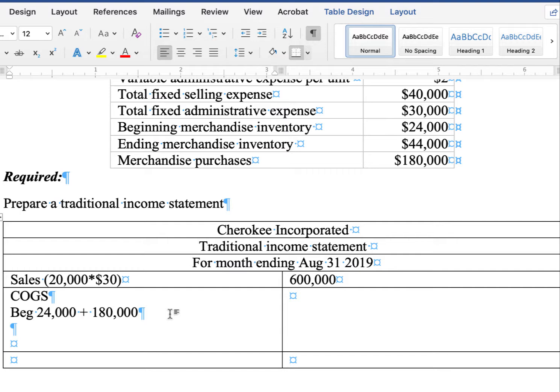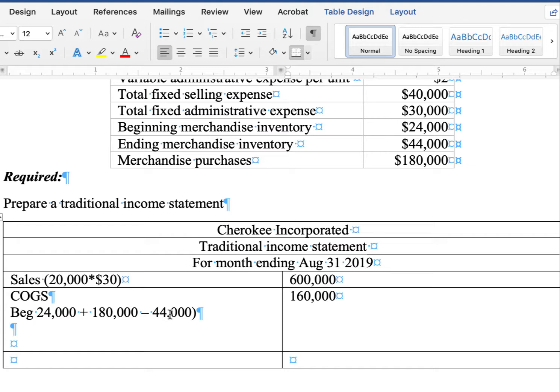But we're at the end of the month, right? We counted our inventory and, while I don't know how much we sold, we only have $44,000 worth of inventory left. So I'm going to subtract out that $44,000 worth of inventory, and when I run those numbers, my cost of goods sold should be $160,000.